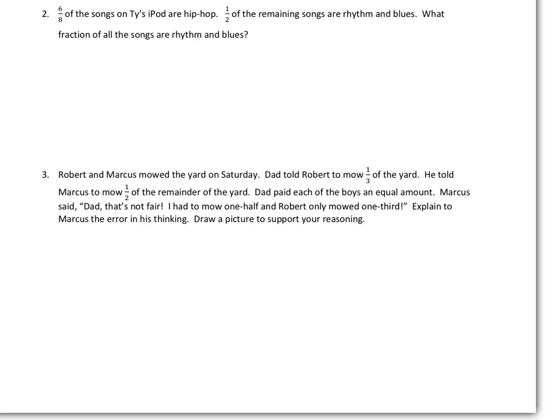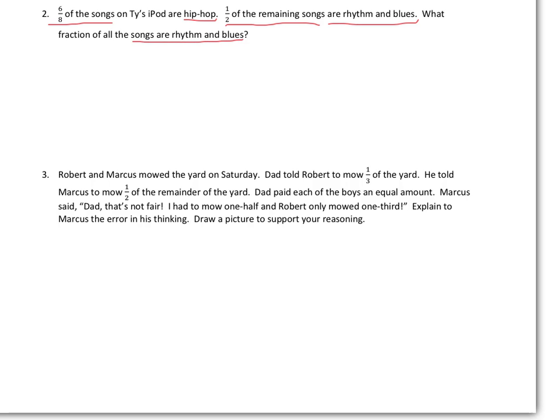Number 2 says 6/8 of the songs on Ty's iPod are hip-hop. Half of the remaining songs are rhythm and blues. What fraction of all the songs are rhythm and blues? Let's go through and underline any important information that's in this problem. First, it says 6/8 of the songs on his iPod are hip-hop. 1/2 of the remaining songs are rhythm and blues. What fraction of all the songs are rhythm and blues?